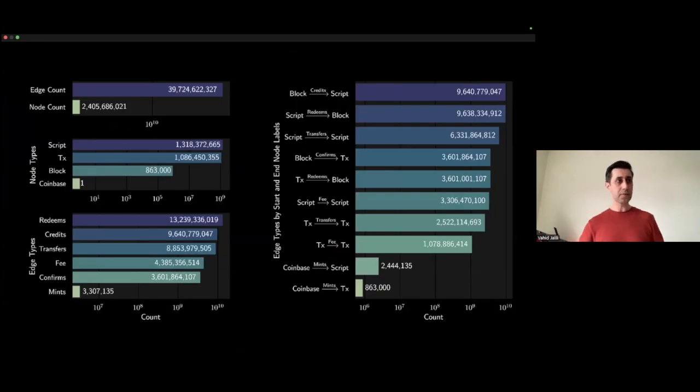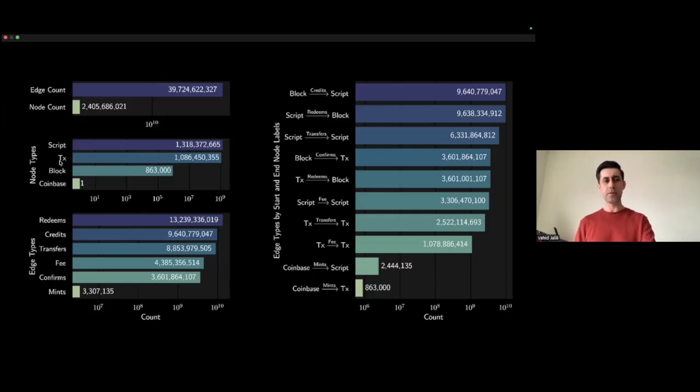A few characteristics of the graph. Again, it's a huge graph. In terms of edges, we are looking at about 40 billion edges, and in terms of nodes, about 2.4 billion nodes. There are different types of nodes and edges. The Coinbase node, as I mentioned, is just one node across the entire graph, but there are 3 other node types. We talked about the script node and the block node. The block node is basically the temporal anchor.